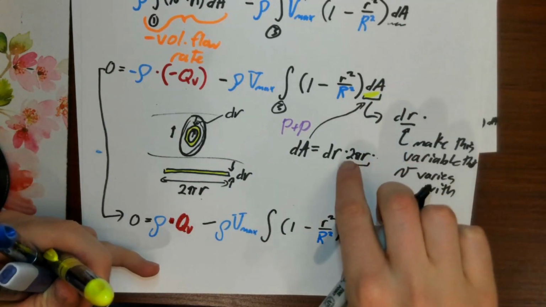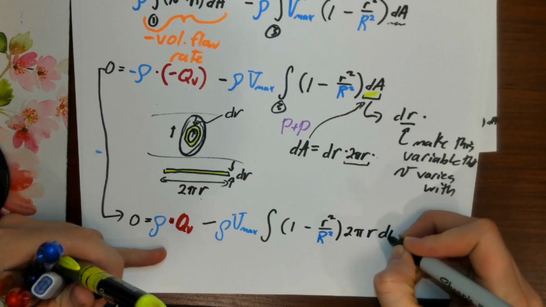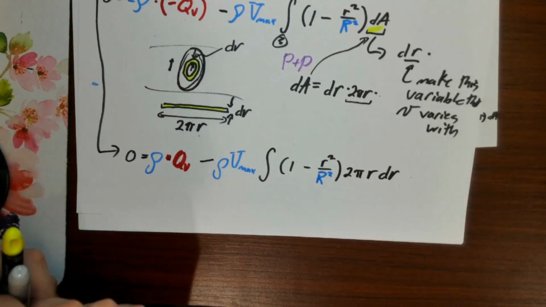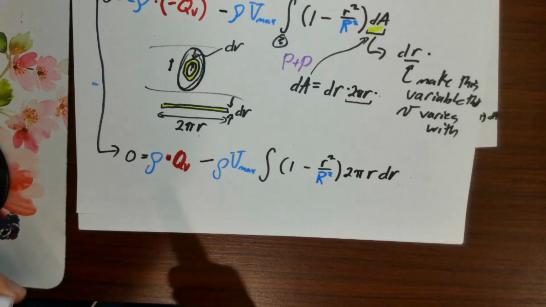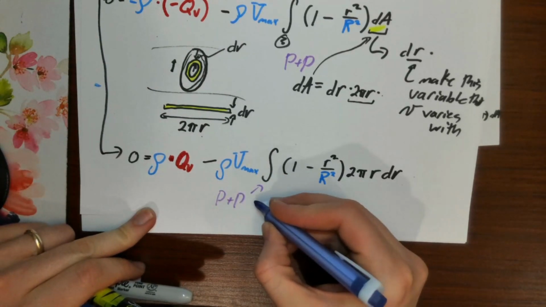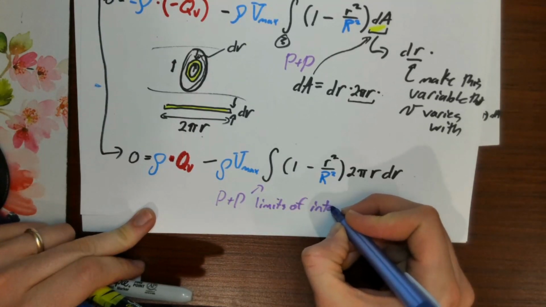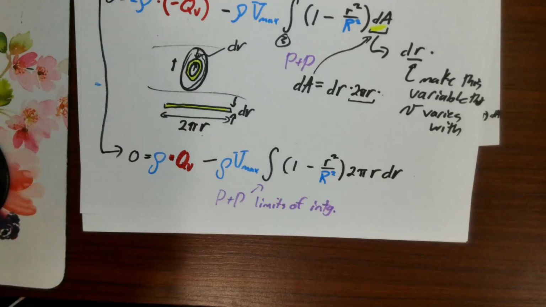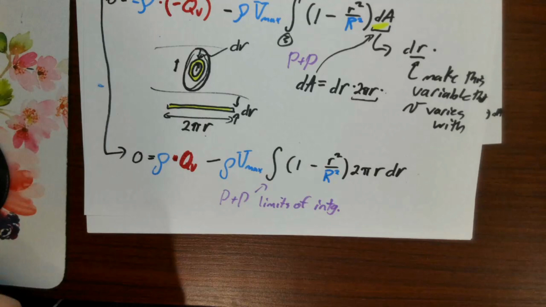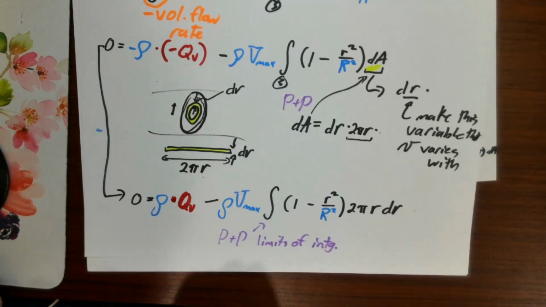And then instead of dA, we now have 2 pi r dr. So we're not quite all the way there yet. Pause and ponder. What are the limits? What are the limits of integration? What limits of integration should we put on this integral? So take a moment, pause and ponder. Consider, physically, what should these limits of integration correspond to?